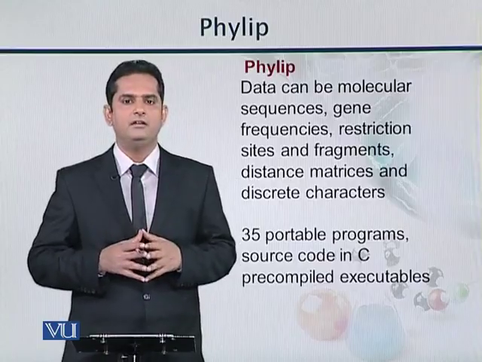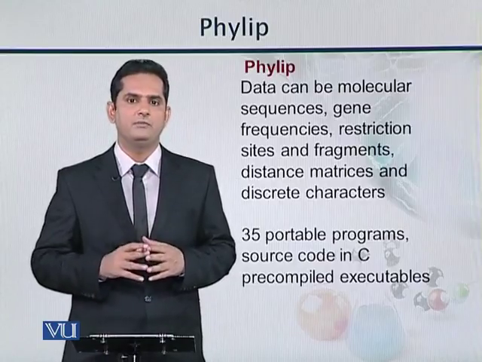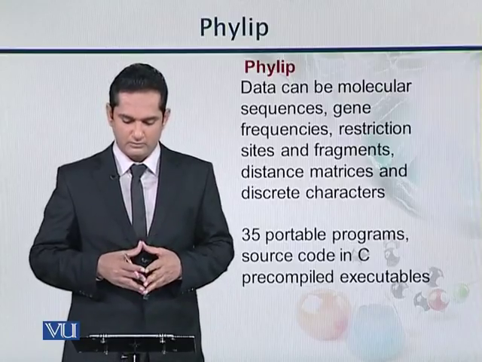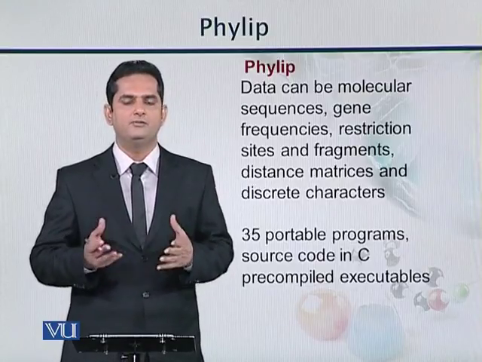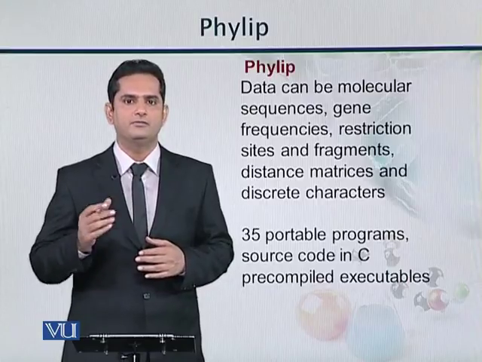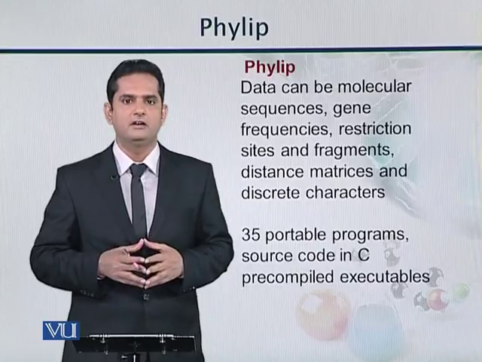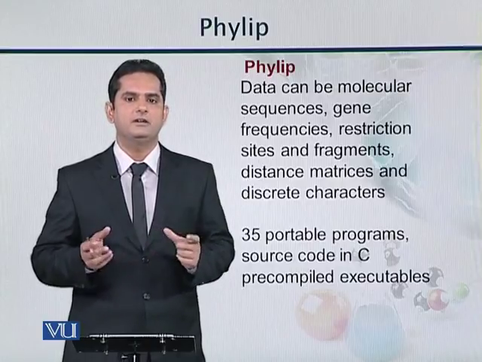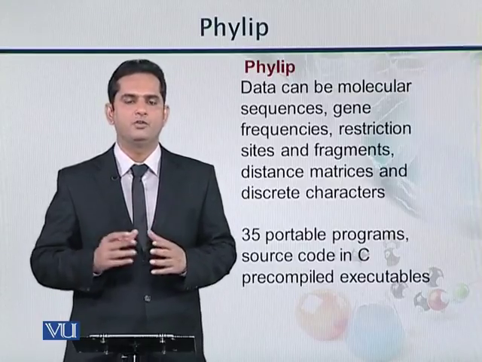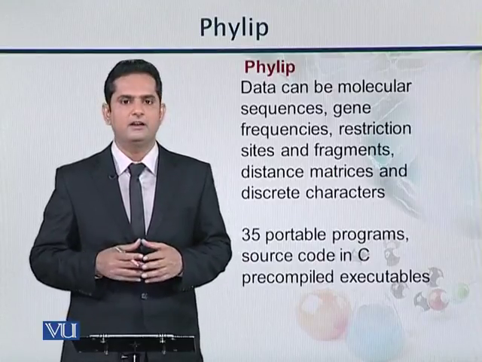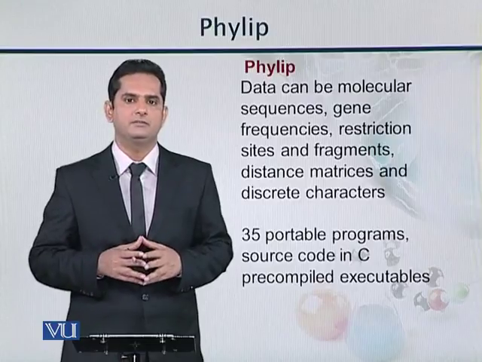So what data should be input in PhyLab? It should be molecular data from our macromolecules. It can be gene frequencies. Gene frequencies means number of occurrences of genes across sequences. Then restriction sites and fragments. What are those restriction sites and fragments? These are different groups of sequences. And then distance matrices and discrete characters within individual sequences.